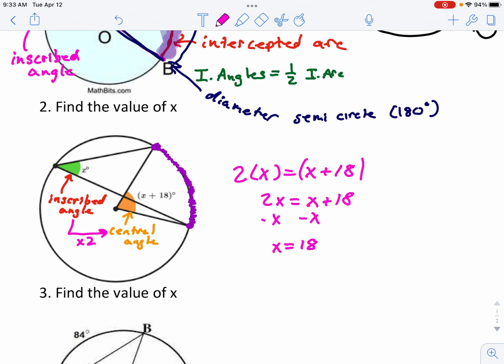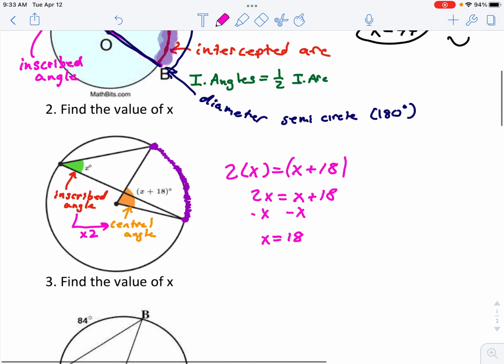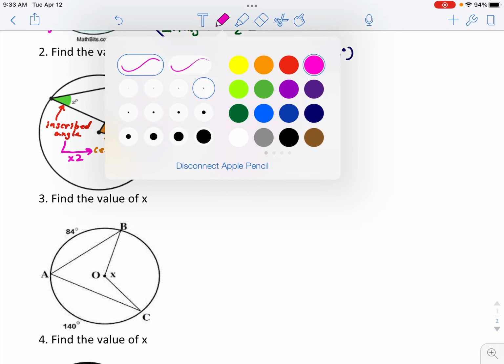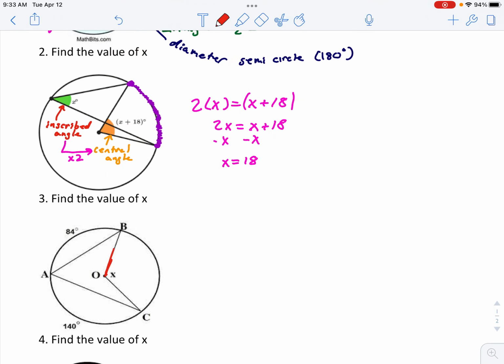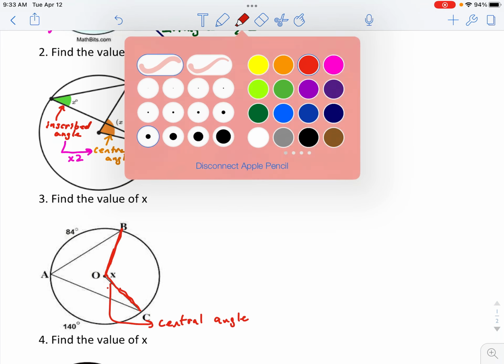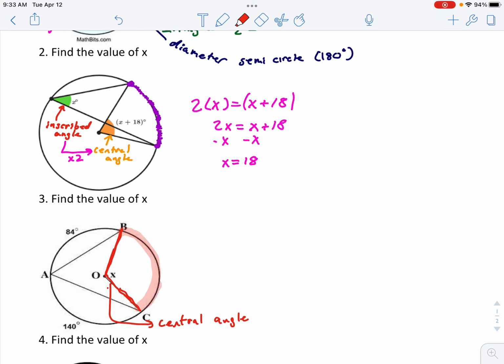All right, fair enough. So we need to find the value of x here. Again, we got to be able to differentiate between inscribed angles and central angles. This is a central angle. All right, so how many degrees does a whole circle add up to? So this whole circle is 360 degrees.